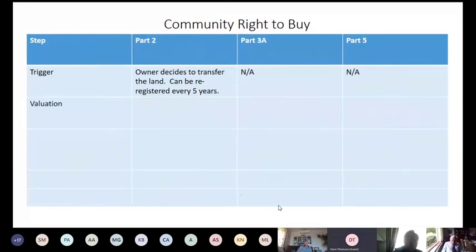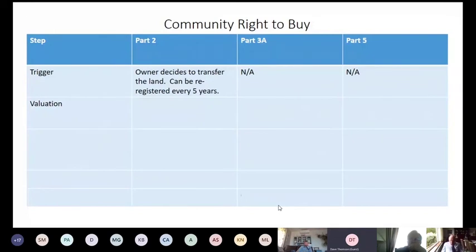Either once that trigger is done or for parts 3 and 5, once we've received the application, we will order evaluation of the property. That doesn't stop both the owner nor the community group doing their own, but what it is we will ask for an independent evaluation by the district valuer or whoever the contract is with at that time, so that is then used as the baseline cost. That baseline cost is what is used to determine the price to be paid.